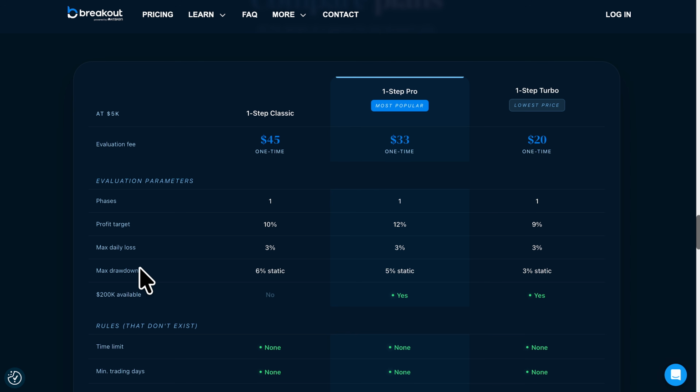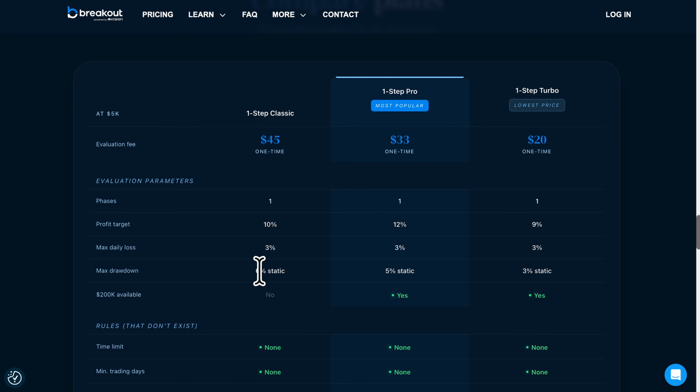And then for the maximum drawdown, this is the important part. Maximum drawdown is 6% for Classic, 5% for Pro, and 3% for Turbo. So it means that for the Classic account, you still have the grace to lose 6%. Anything more than that, you lose the account. But for the Pro, it means that you cannot lose more than 5%.